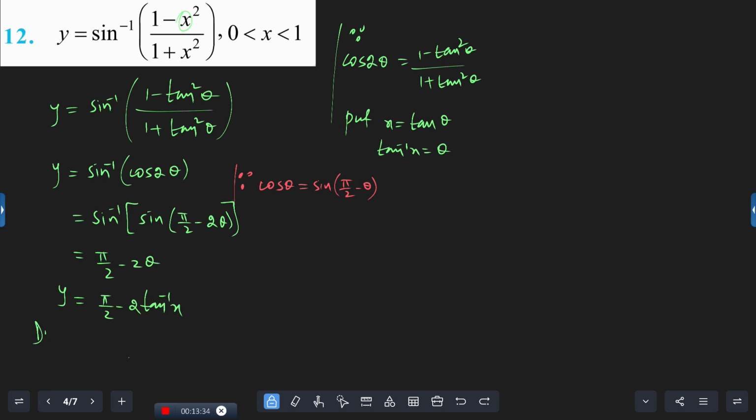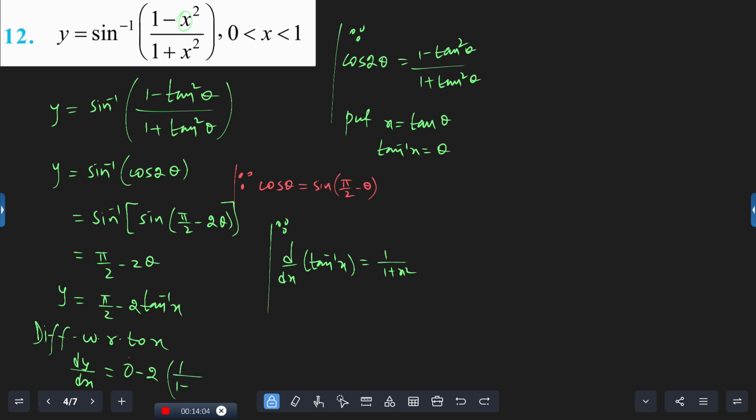Now differentiate on both sides. When I differentiate with respect to x on both sides, dy by dx. What is the derivative of pi by 2? It is 0, because pi by 2 is constant. So 0 minus 2, the multiplying constant, don't do anything. What is the derivative of tan inverse x? It is 1 divided by 1 plus x square. The same formula. When you simplify, minus 2 divided by 1 plus x square.